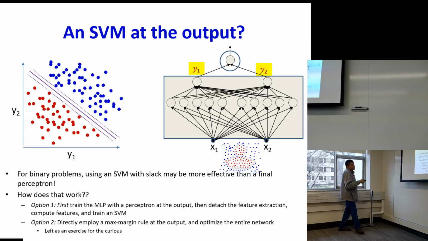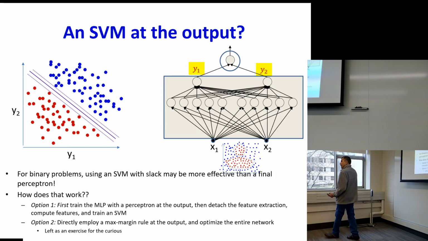So for binary problems, as I mentioned, using a support vector machine with slack may be more effective than just a final perceptron, and you could do it in multiple ways, right? We could actually do this in a greedy way where you can just train a standard multilayer perceptron, and then once you've trained it, get rid of the final classification layer. You now have a feature extraction module that explicitly makes the classes almost linearly separable, and then you can just go ahead and train a support vector machine on top of it.